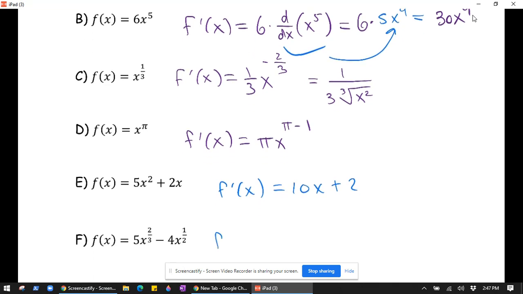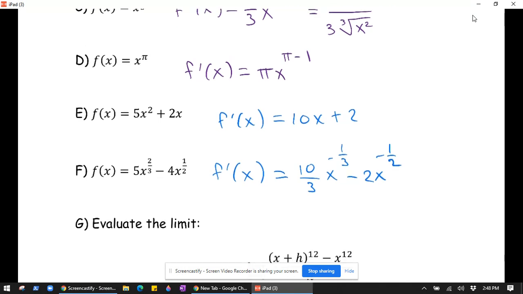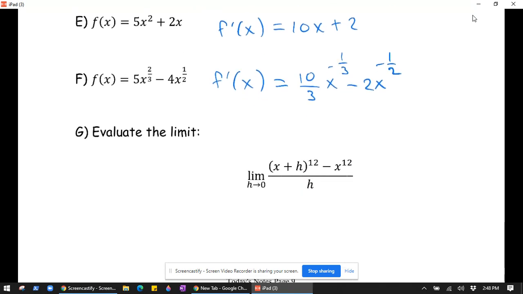Similar idea here, if you just take note, we bring down the 2/3. 5 times 2/3 is 10/3 x to the negative 1/3, minus 1/2 times 4 is 2 x to the negative 1/2. So just be aware that subtracting exponents across 0 will make them negative.